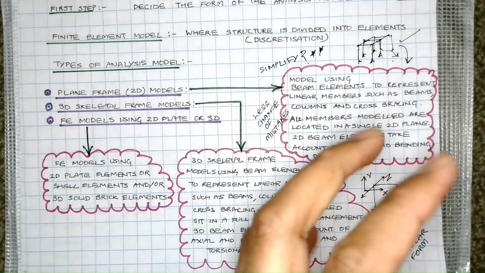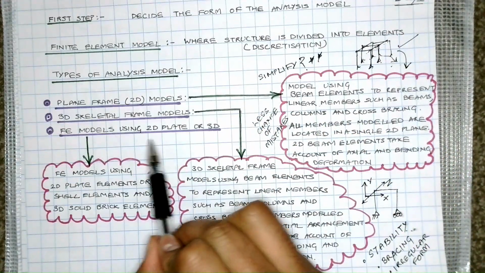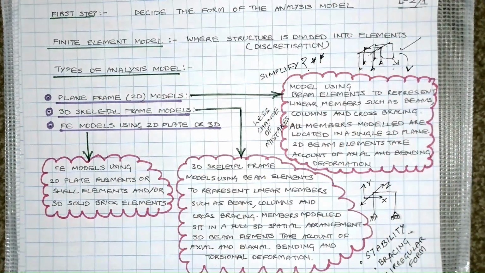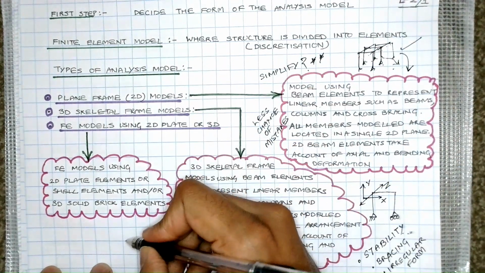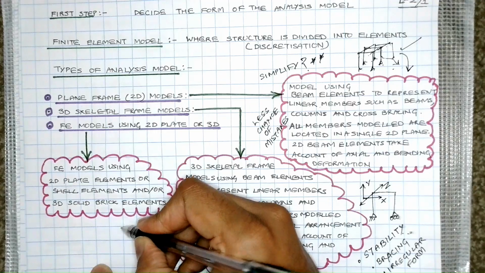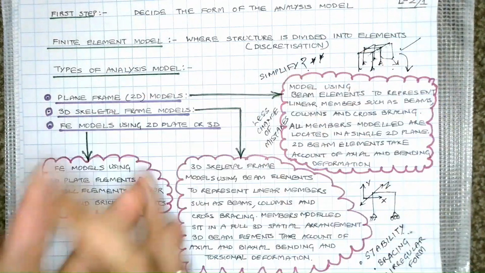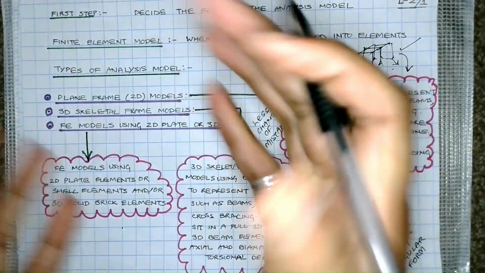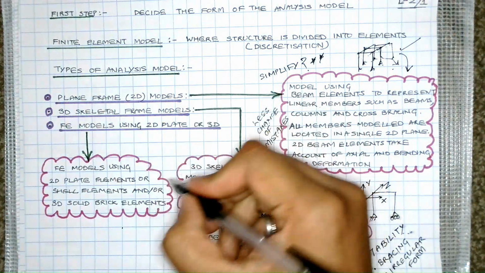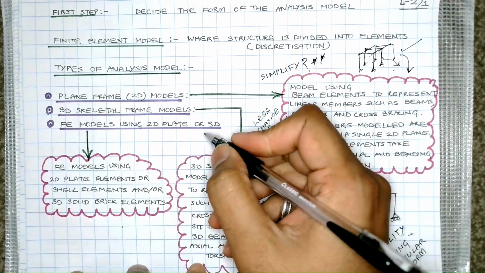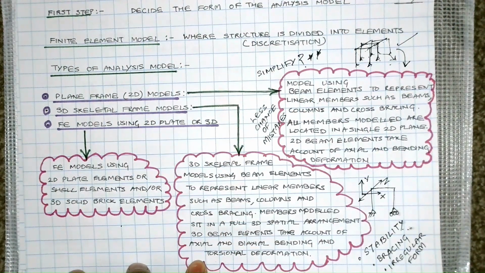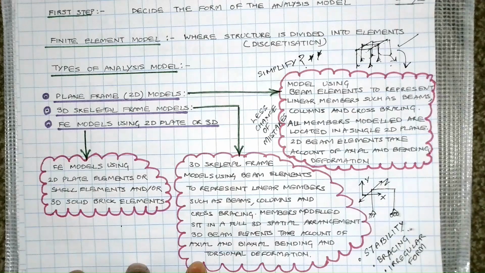Sounds great. Now, the last thing is the FE model using 2D plate or 3D elements. Sometimes you have seen that a shell element is used for a slab. There is a special connection, and you form actually a 3D element. I have used that in one of my research papers that you can find.